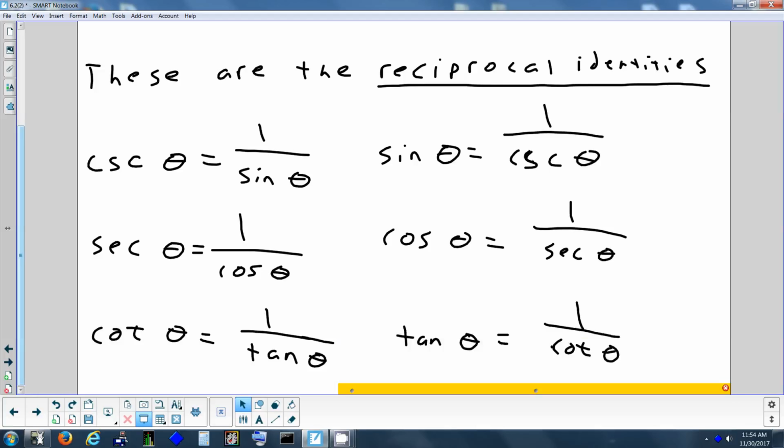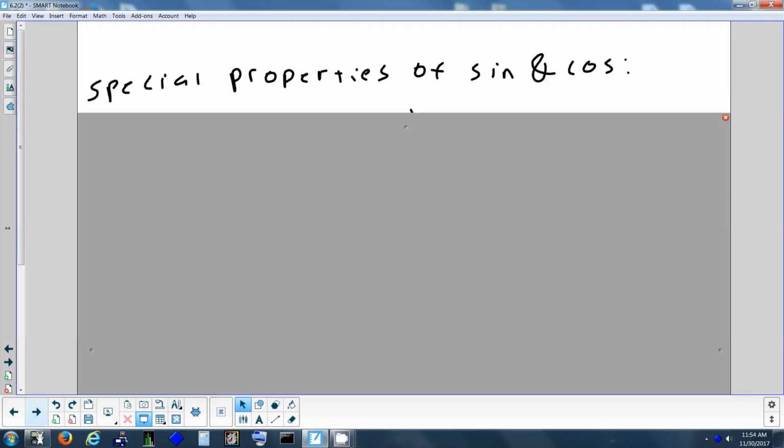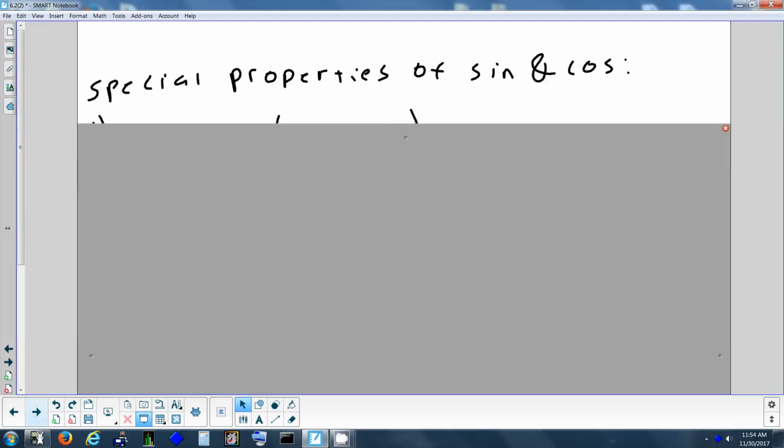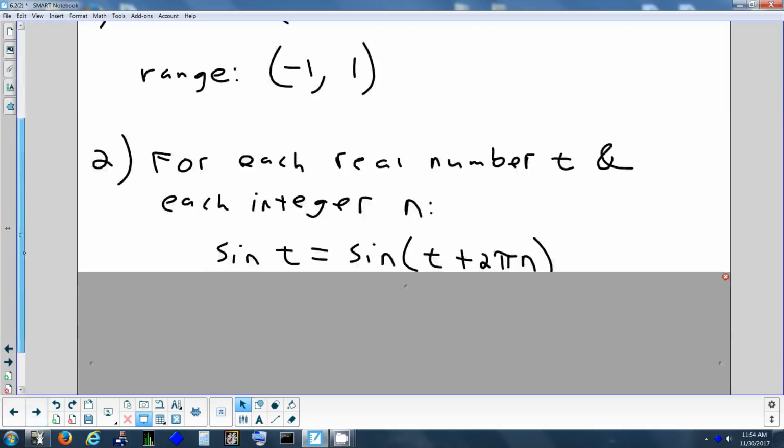So those are called reciprocal identities. And really, the top two, the middle two, and the bottom two are repeats. They're the same identity, just kind of switching two things around. So reciprocal identities. Don't worry about that right now.